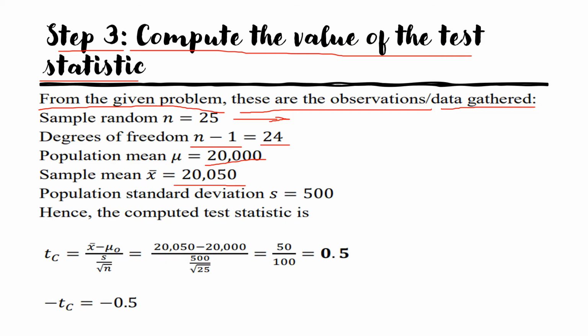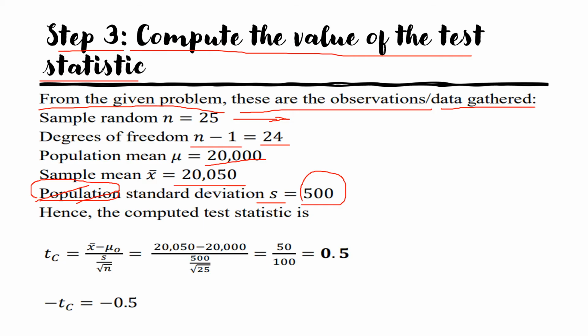population standard deviation, I mean this should not be a population standard deviation. This will be a sample standard deviation. So there is a typo here. This will be a sample standard deviation which is equal to 500.